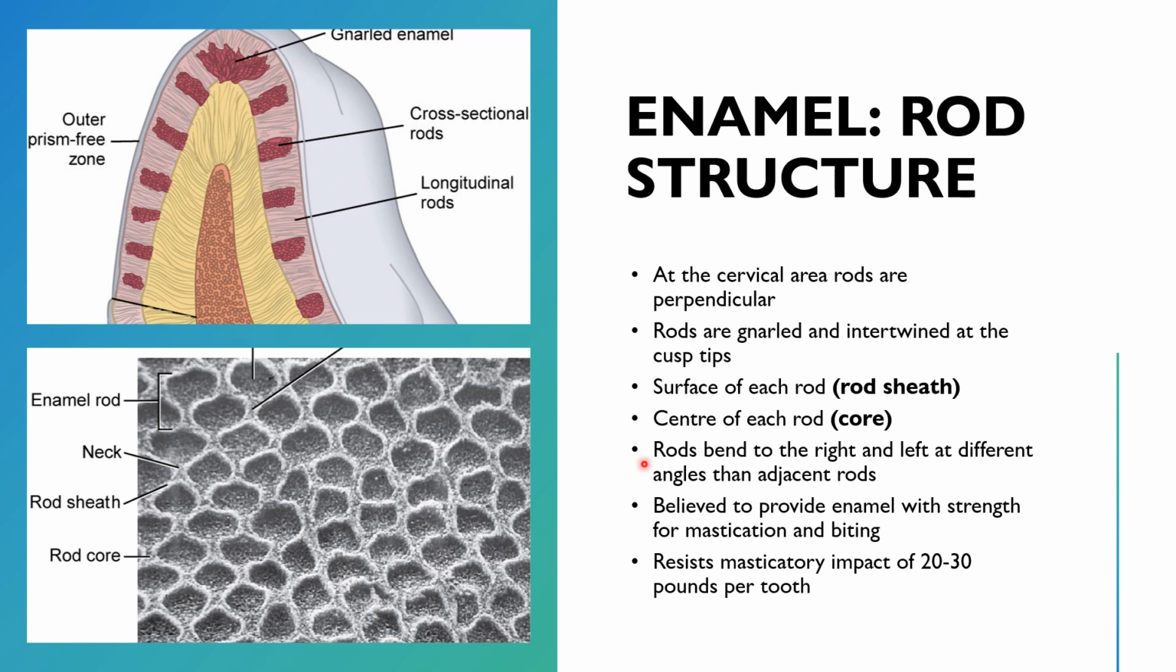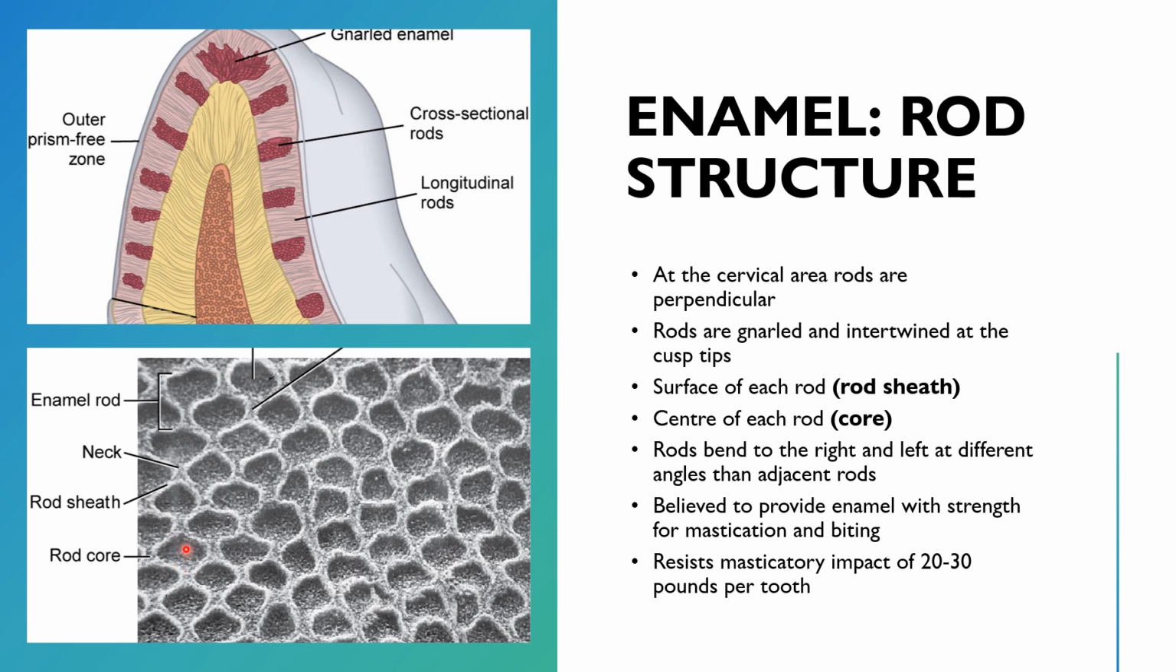The surface of each rod is known as the rod sheath. Okay, so let's have a look here. So imagine the sheath is almost like the protective barrier around it. And then the center of each rod is the rod core. Okay, so I know this picture here, here's the rod core. It doesn't quite extend that line, but it's actually like this area, okay? Right in the center of the rod would be its rod core.